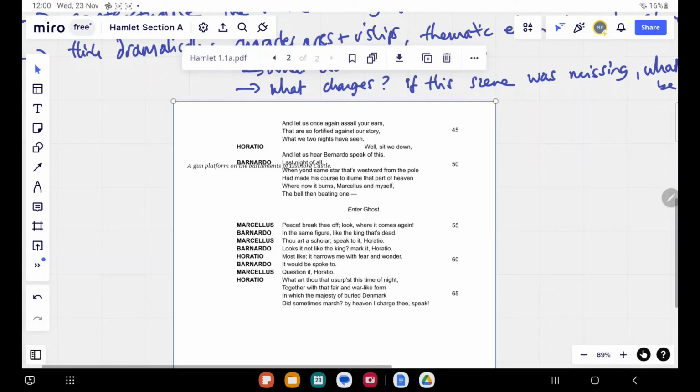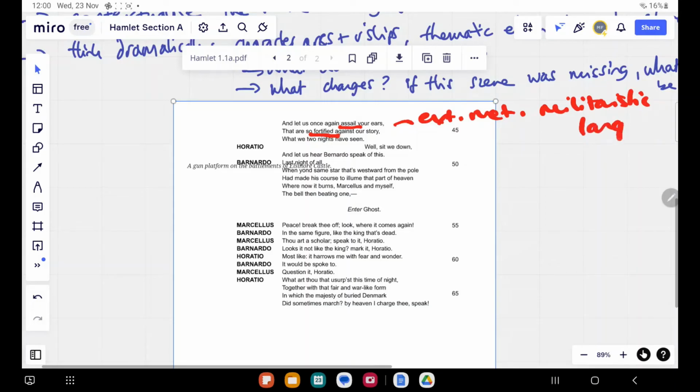Now, here we get some interesting militaristic language. We get this semantic field of militaristic language, which we would expect because we're dealing with soldiers here. Let us once again assail your ears that are so fortified against our stories. So it's a kind of extended metaphor of militaristic language.